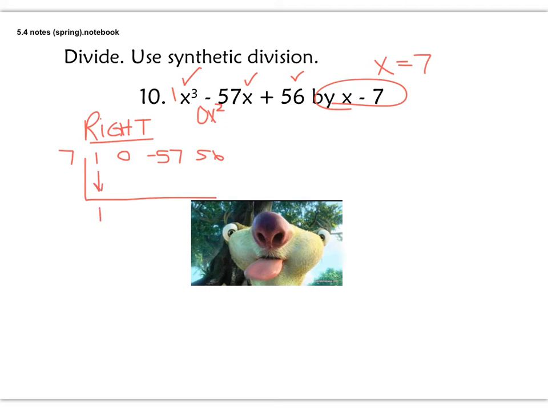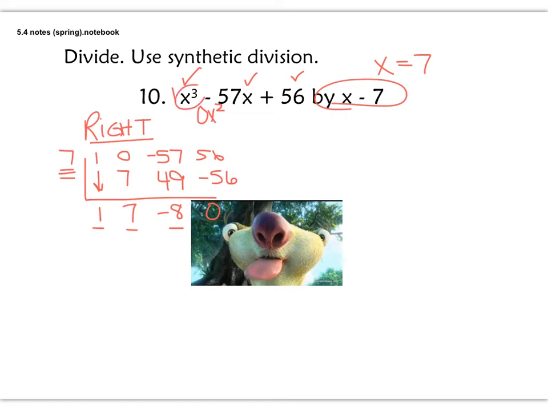Drop down the 1, and then we multiply. 7 times 1 is 7. Add 0 plus 7 is 7. Multiply 7 times 7 is 49. Adding negative 57 and 49 gives me negative 8. Multiply 7 times negative 8 is negative 56. And then 56 and a negative 56 make 0.